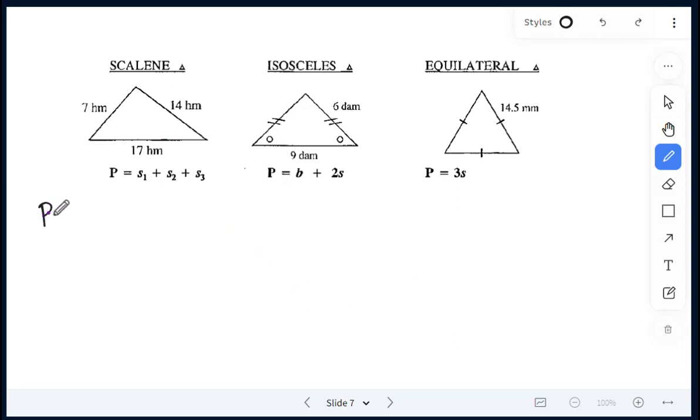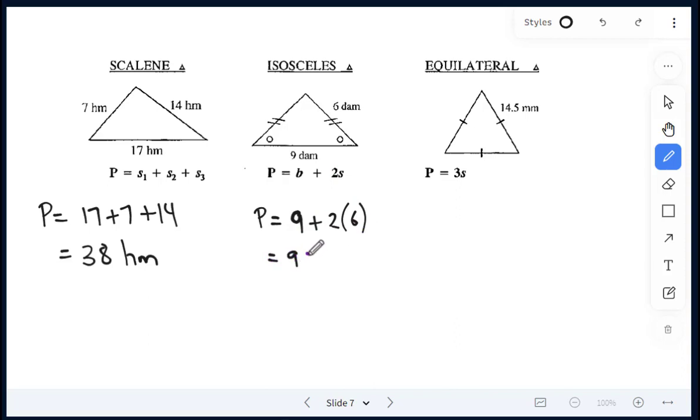For a scalene, we just have to add up all three sides. So 17 plus 7 plus 14 gives me 38, and our units are hectometers. For the isosceles triangle, our base B is 9, and then we have two side lengths that are the same, so 2 times 6. That gives me 9 plus 12, which is 21, and this is decameters. And the last one, equilateral, all three sides are the same, so just 3 times the side length, 3 times 14.5, which is 43.5, and again, units are millimeters.